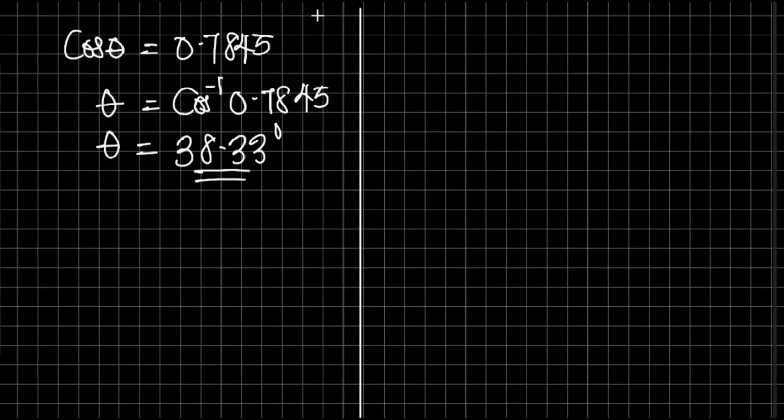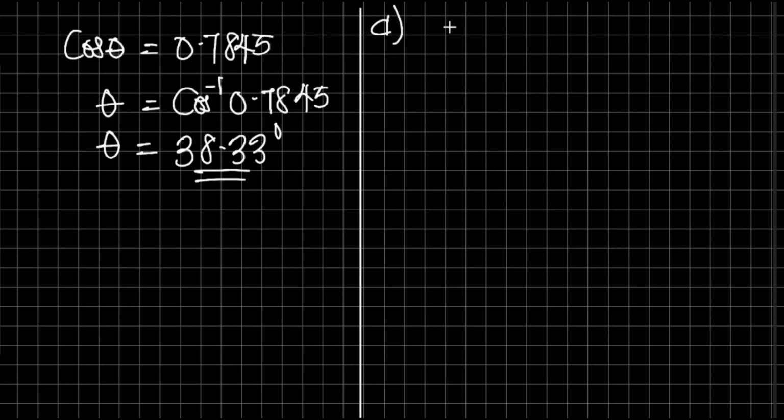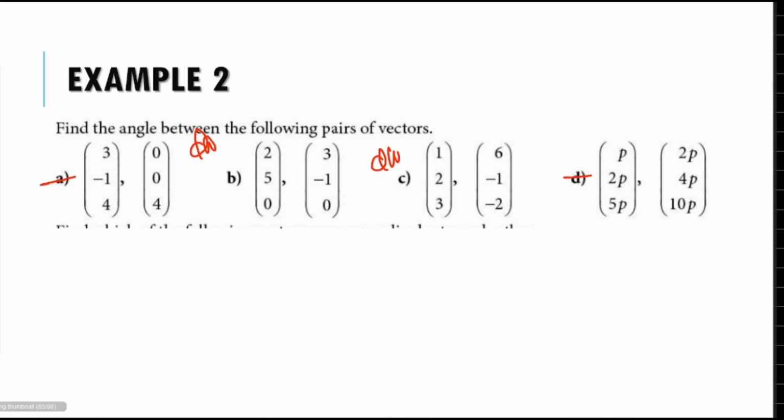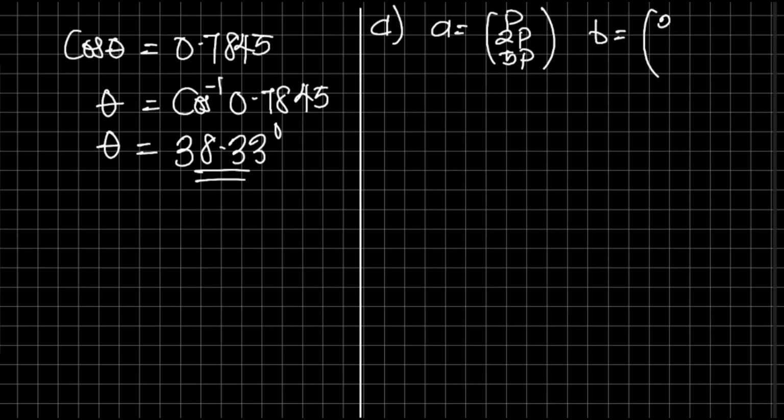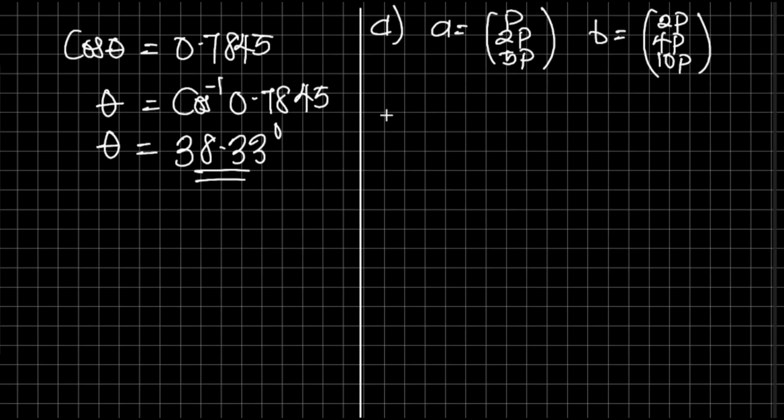We said we are taking D right now, the one that has PP: P, 2P, 5P, 2P, 4P, 10P. So A equals P, 2P, 5P, and B equals 2P, 4P, 10P. Okay, so let's find our dot product.